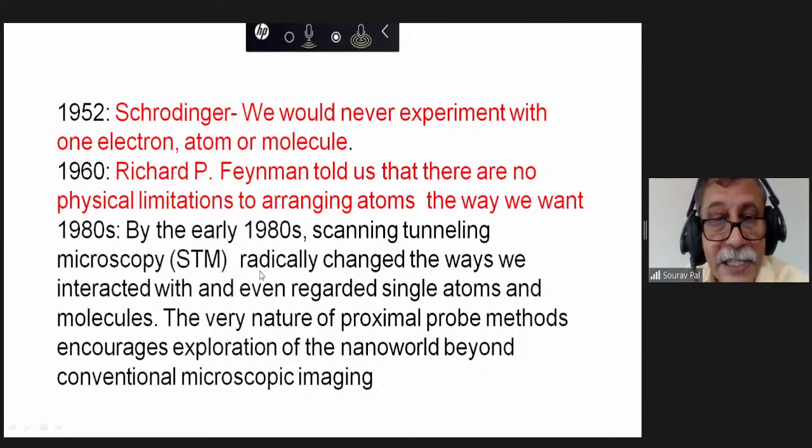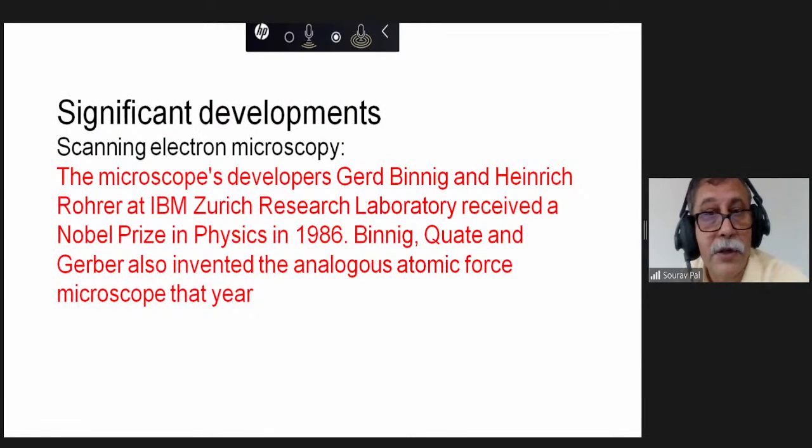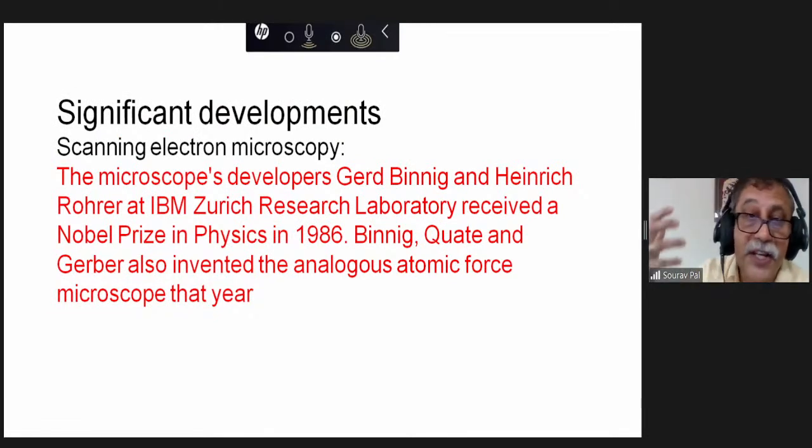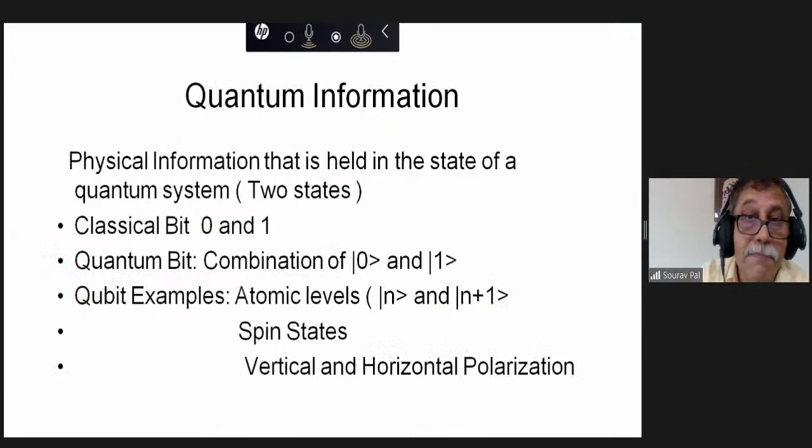Within 20 years, the STM, the scanning tunneling microscope, came. Then, of course, at the IBM Zurich lab in '86, the atomic force microscope came. And it changed the way people look at systems today at the microscopic level, which was impossible to do before.